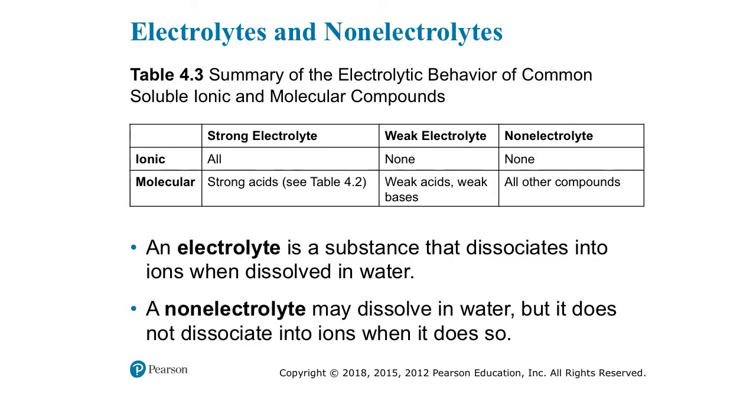So a summary of our electrolytic behavior. So this table here is considering the electrolytic behavior among common soluble ionic compounds and molecular compounds. So this table is assuming that all these compounds we're considering are soluble. So if the ionic compound is water soluble, then it's a strong electrolyte. So there's no examples of non or weak electrolyte ionic compounds that are soluble in water. So if the IC is soluble in water, then it completely ionizes in water and is termed a strong electrolyte.